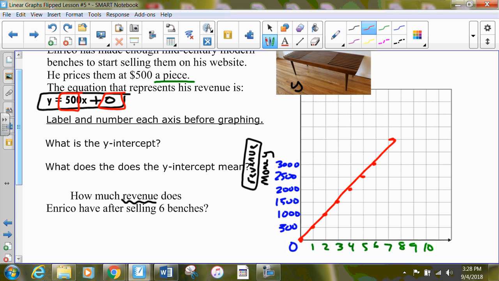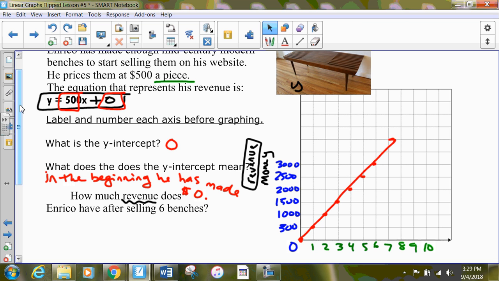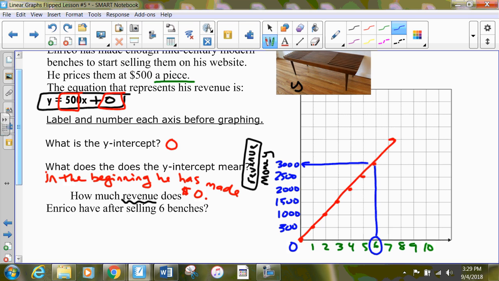So there we go. All right, so what's the y-intercept? The y-intercept is actually 0. Because you know what? In the beginning, he has made $0. Okay, how much revenue does Enrico have after selling 6 benches? Well, let's just look at our graph. So 6 benches matches up with $3,000.